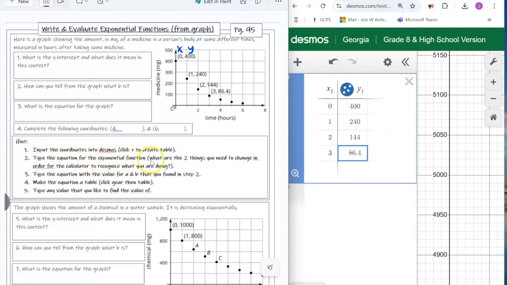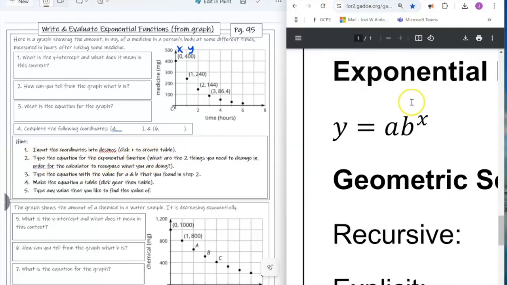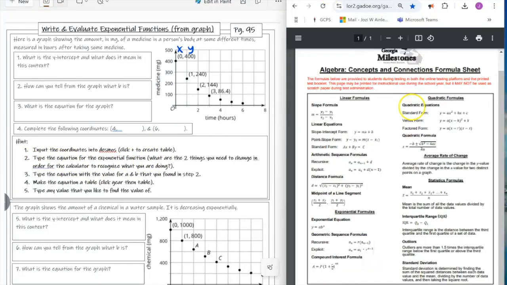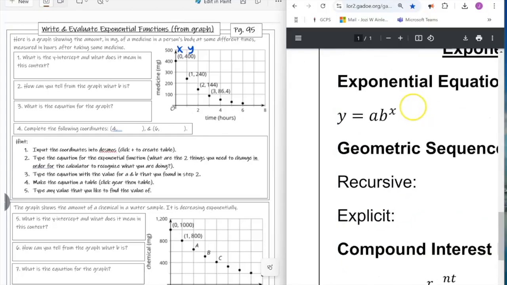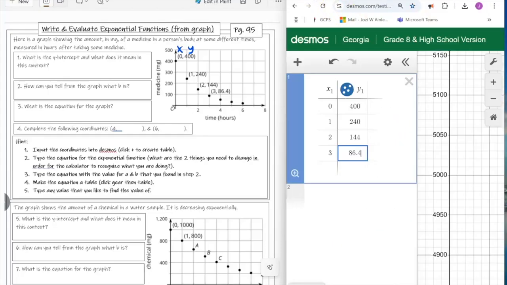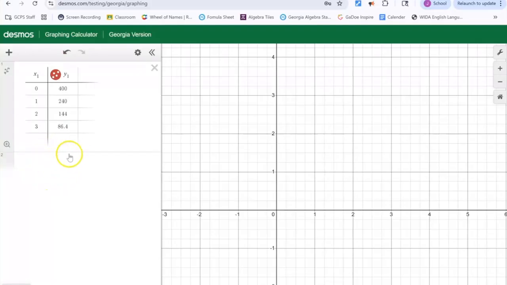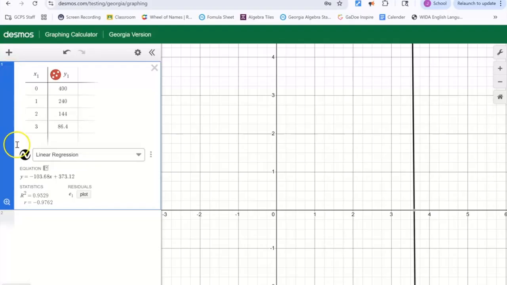Type the equation for the exponential function. If you don't remember what that is, you're going to go right into your formula sheet, right? And it's on the bottom left is what it looks like. Y equals AB^X. Again, we have two options. You can type in the formula, or we can click this flag option. I do want to show you both just in case. And if you have a preference, you can use one.